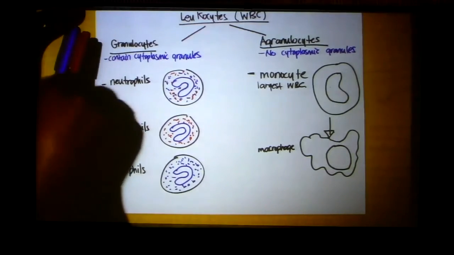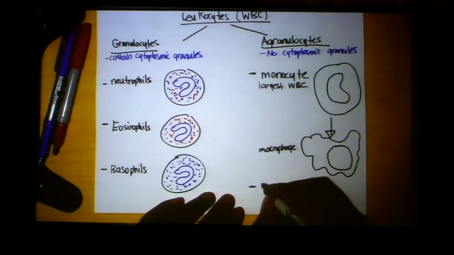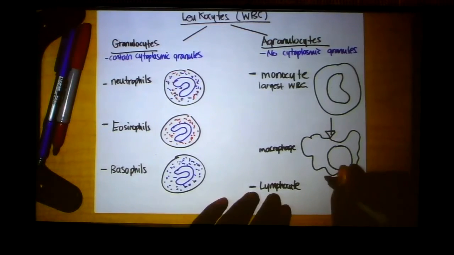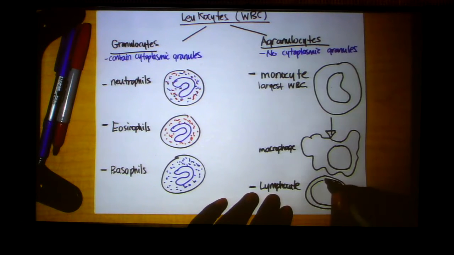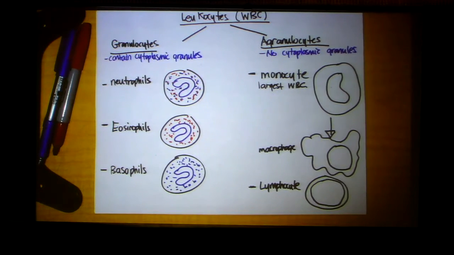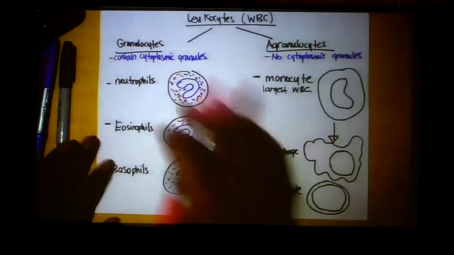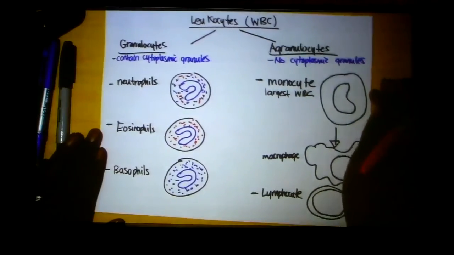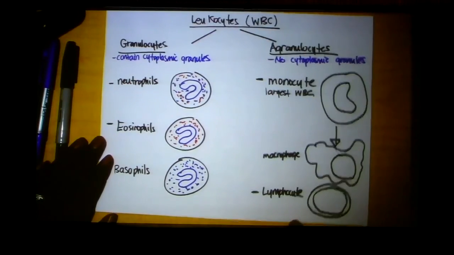And then we also have lymphocytes, which are part of the agranulocytes as well. And what kind of sets lymphocytes apart is that they have a large nucleus that takes up most of the cell. Okay. All right, so let's kind of describe these here. So these are all granulocytes. These have cytotoxic or cytoplasmic granules in their cell cytoplasm.